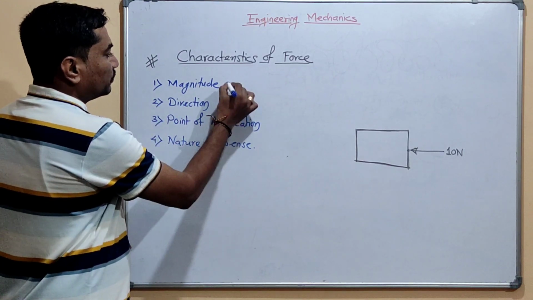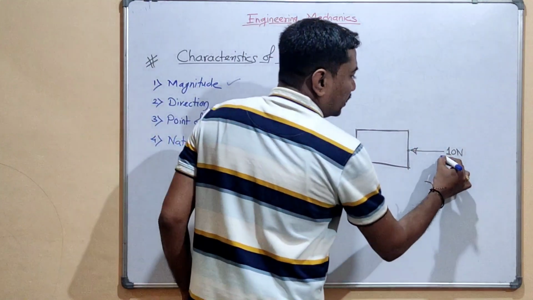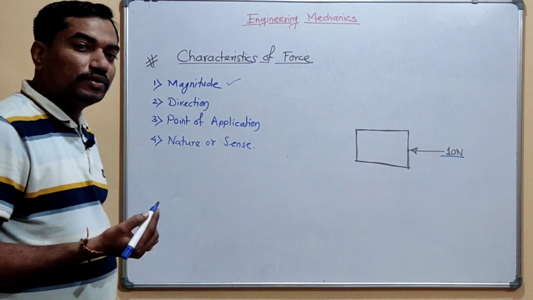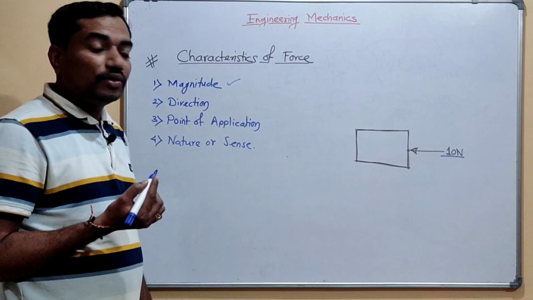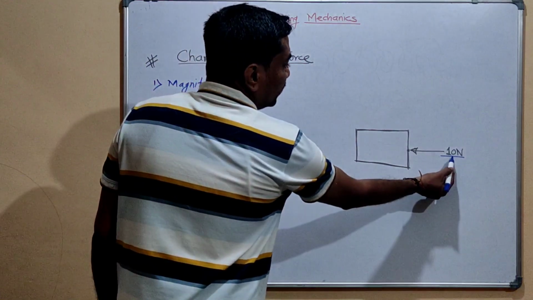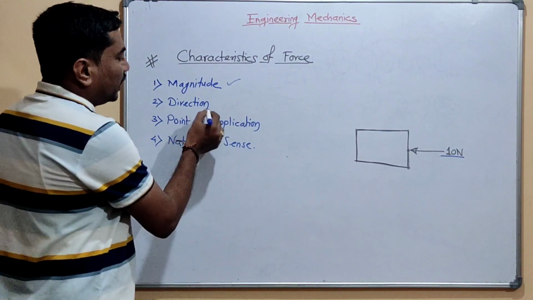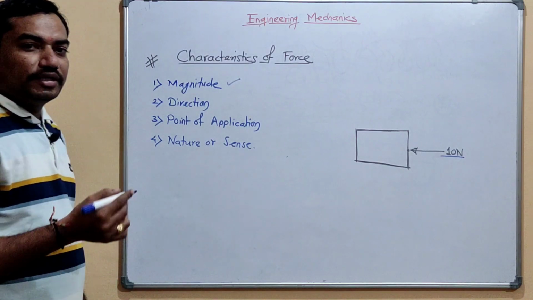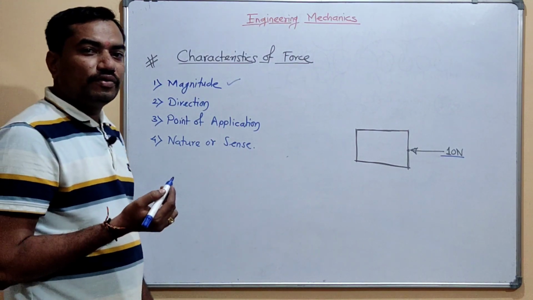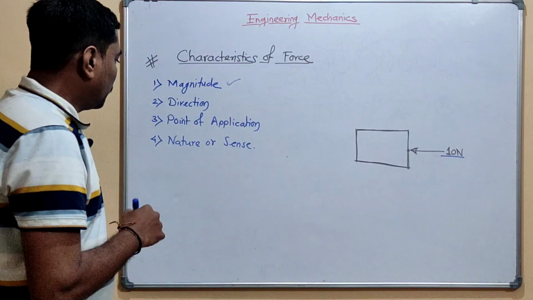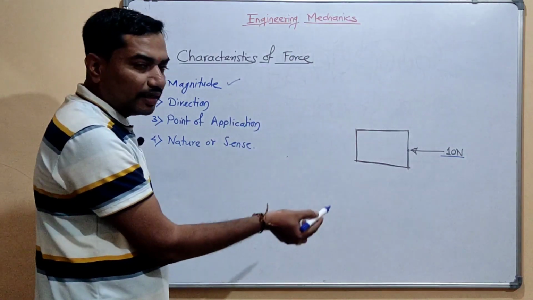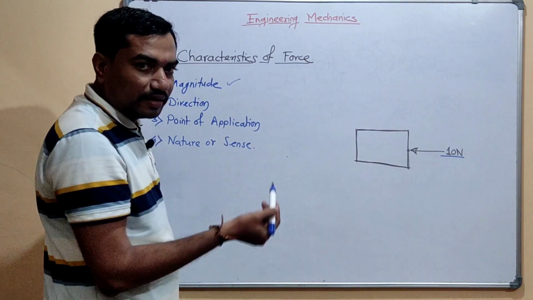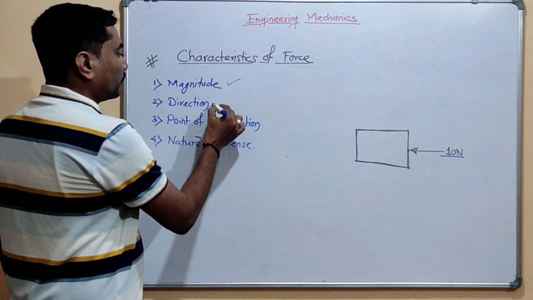First, magnitude. Magnitude is 10 Newton. So how can we define magnitude? Magnitude is the quantity of force which is acting on the body, or it is the quantum of work which is acting on the body. So here 10 Newton is the magnitude of force. Direction is indicated by this arrow. So this arrow indicates direction. The direction of force may be any degree from 0 to 360 degrees acting on the body. So it may act horizontally, it may act vertically upward, downward, towards right, towards left. It may be at some angle. So that is nothing but the direction of the force.